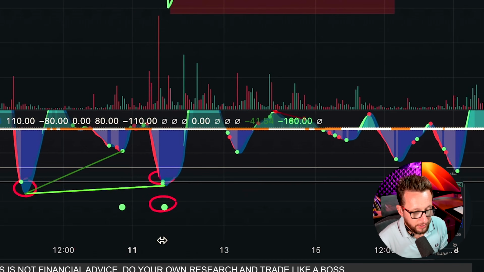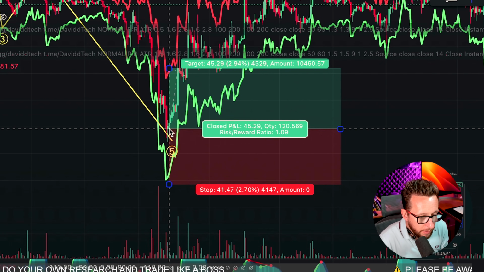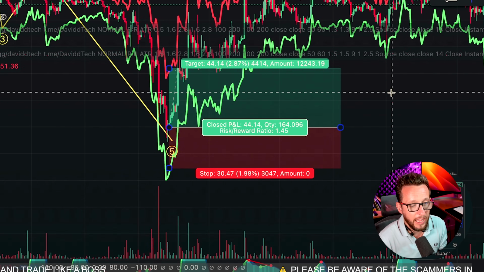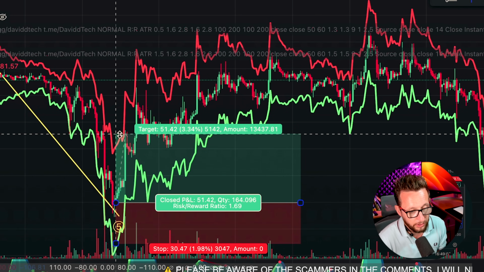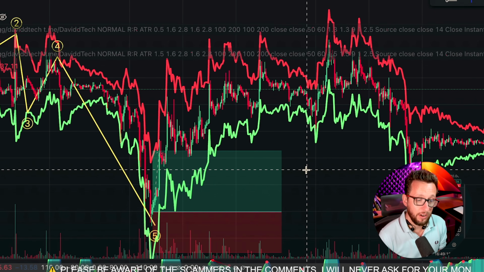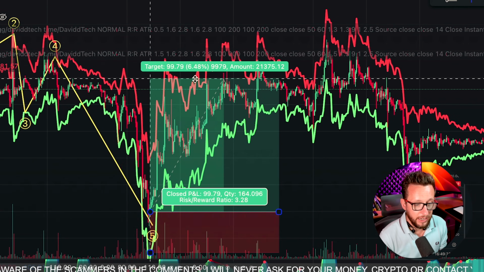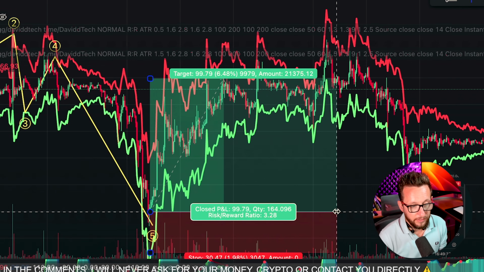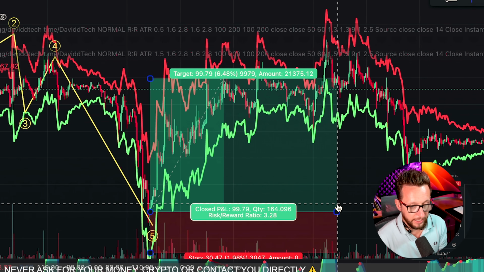Okay, so our entry would have been on this big green dot here, which is that one there. We would get in on the next candle, and we're going to set our stop loss to here. And then we're going to aim for a 1 to 1.5 risk to reward, just like that there. And if we want to increase our profits, we could actually trade it using the ATR itself and hopefully get out somewhere like this just here, which would have given us a 3.28 win on that trade.